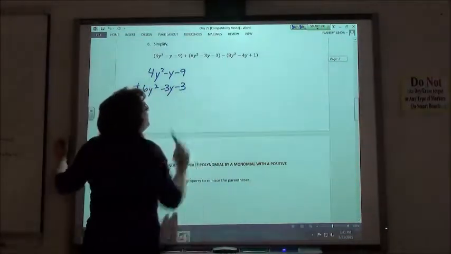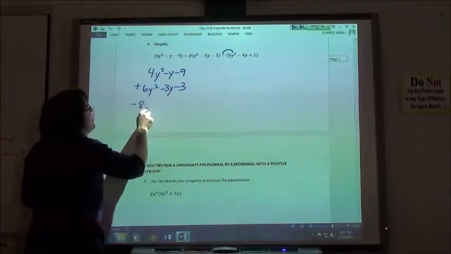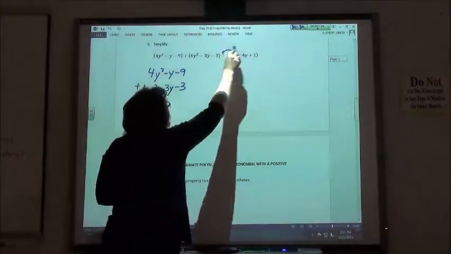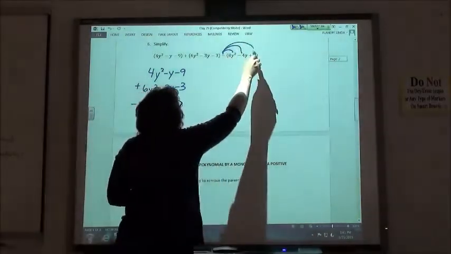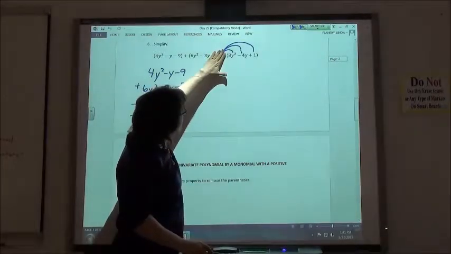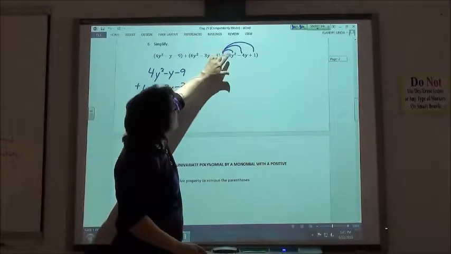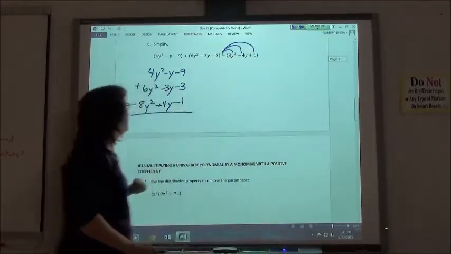This one has the negative in front. So this is the tricky part: that's the minus 8y squared. Then I have a positive 4y. And then I have a minus 1. So if I covered that up, they're the opposite of what they were. Positive became a negative, negative became a positive, positive became a negative.